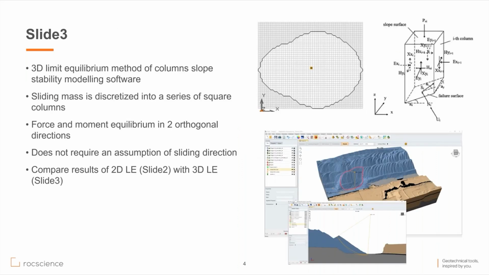Slide 3 is Rocscience's 3D limit equilibrium modelling software. It was first released in 2017 and calculates a factor of safety using a method of columns approach. 2D is method of slices, 3D is method of columns. Slide 3 does not require the user to define a sliding direction. Instead, it generates a range of slip surfaces within user-defined criteria. It then discretizes the slip surface into a series of square columns. Force and moment equilibrium is then solved in two orthogonal directions to calculate a factor of safety.